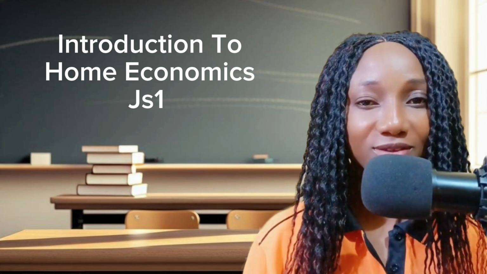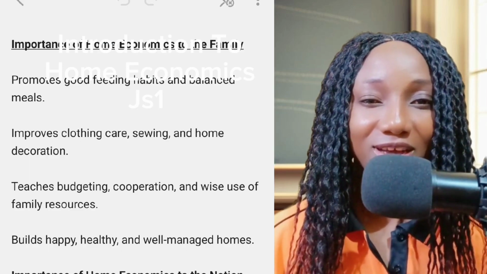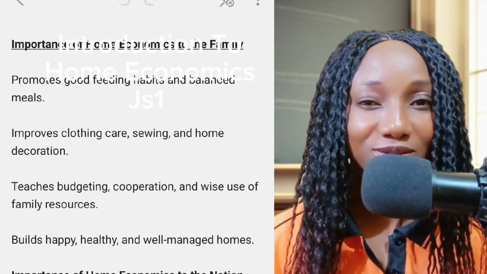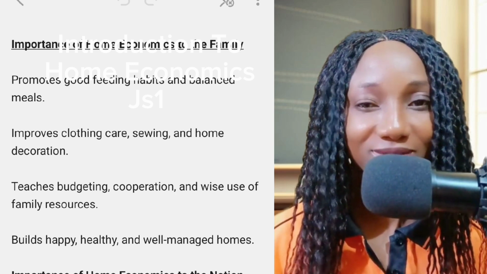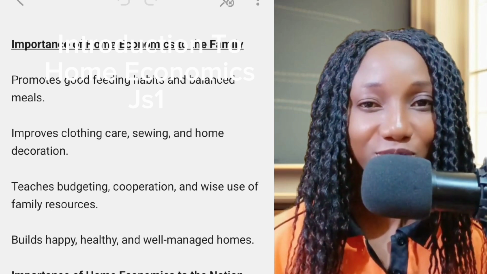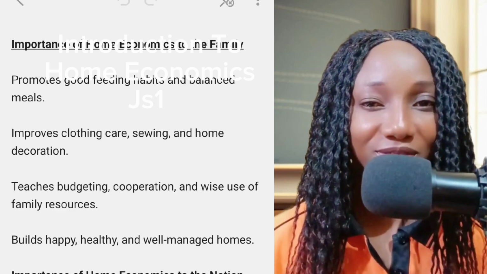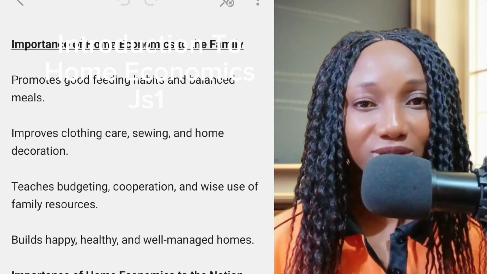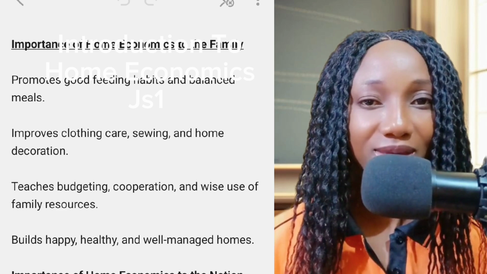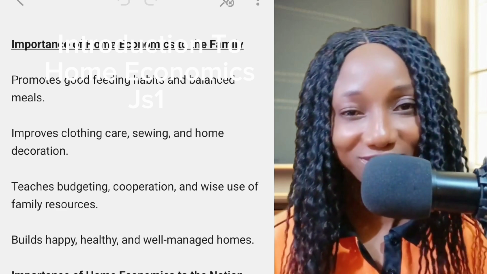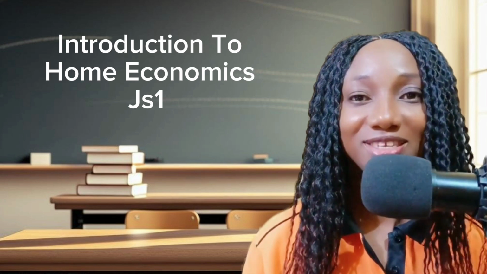Now we have importance of home economics to the family. Home economics is very important to the family. Now I'm going to state the importance of home economics to the family. Number 1, it promotes good feeding habits and balanced meals. Number 2, it helps to improve clothing care, sewing, and home decoration. Number 3, teaches budgeting, cooperation, and wise use of family resources. Number 4, it builds happy, healthy, and well-managed homes. Have you seen that?